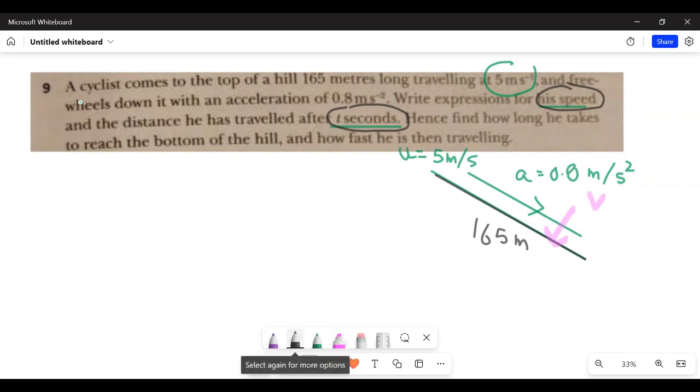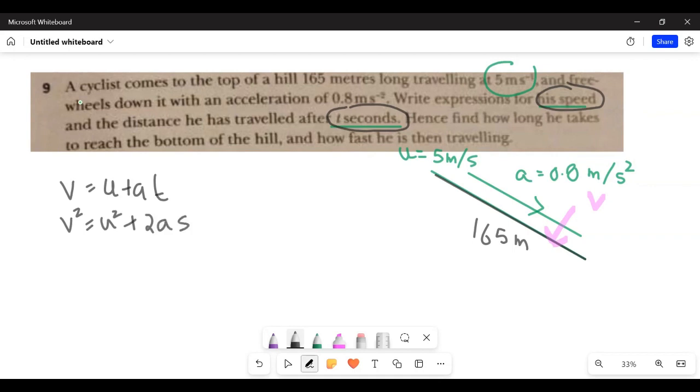So I'm going to write down the equations of motion that we know. One of them is v equals u plus at. We could use this, by the way. And then there's v squared equals u squared plus 2as. We can't use this because we don't have the distance traveled at time t. We have the total distance traveled from top to the bottom of the hill, that's 165, but we don't have distance at a particular point. We're finding speed at any particular point.